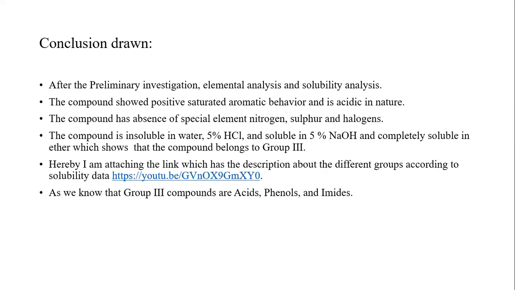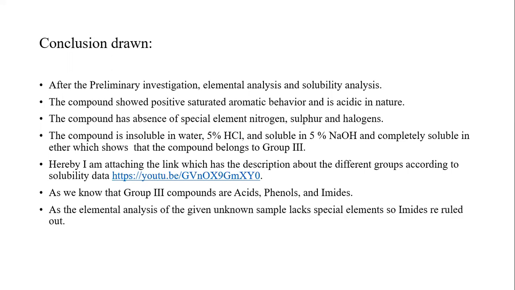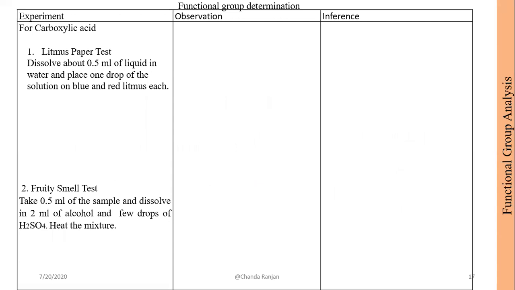As we know, group 3 compounds are acids, phenols and imides. It can be any one of them. But we have conducted the elemental analysis test and we found that there are no special elements. Imides have the functional group N, so we can rule out imides, and we are left with the option of acids and phenols. For carboxylic acid, we have to check whether the compound has a carboxylic acid functional group or not.